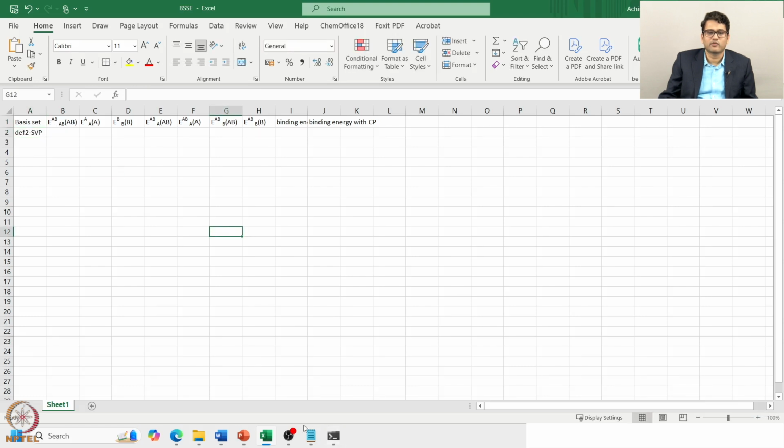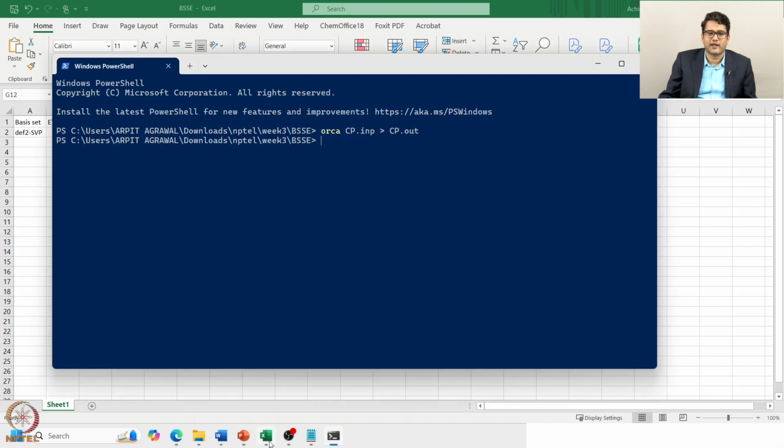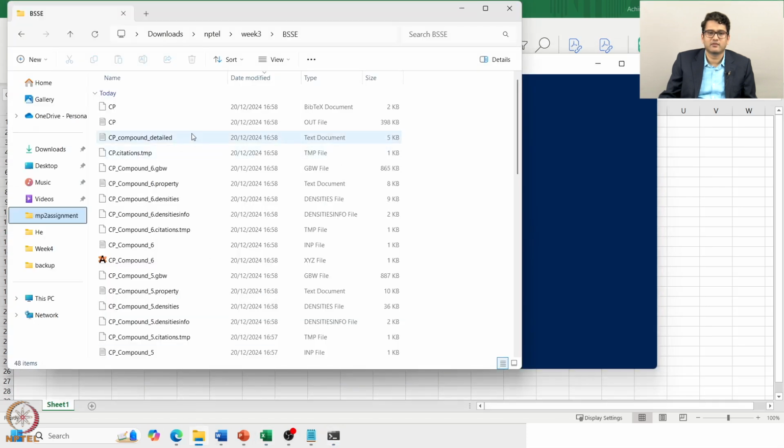Okay, while discussing, we have discussed interaction energy. Here I have written binding energy. So, there is a very subtle difference between binding energy and interaction energy. I am not going to tell what it is. Please go to Google and search to find out what is the difference between binding energy and interaction energy. So, my calculation is done.